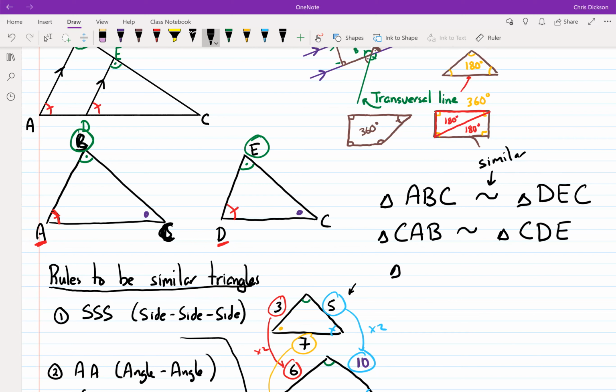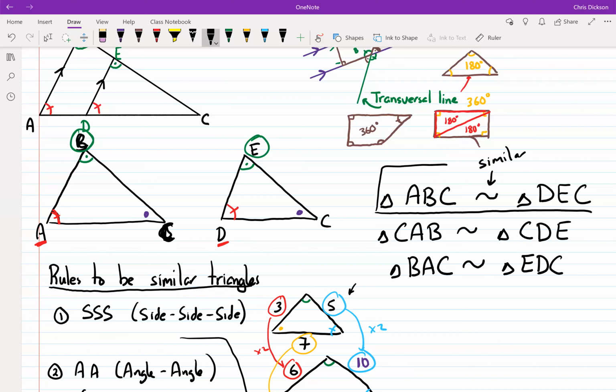Or what about, just to make it crazy, let's go triangle BAC. Triangle BAC is similar to, well, which one's B related to? Well, B is the green one, so that'd be E. Which one is A related to? Well, A is the red one, so that's D. And then finally C, which has to be C, same angle. So there's lots of different ones you can write. I would just make it easy for yourself and make the first one alphabetical, and then just match the letters that are similar to each other.